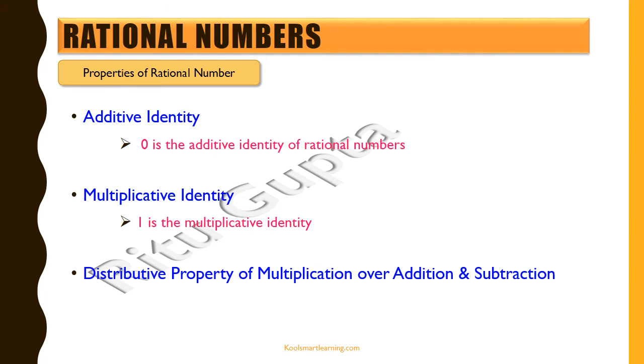Now let's talk about the distributive property of multiplication over addition and subtraction, which means a multiplied by, within brackets, b plus c is equal to a multiplied by b plus a multiplied by c. And for subtraction, it becomes a multiplied by, in brackets, b minus c is equal to a multiplied by b minus a multiplied by c, and rational numbers hold this property true.